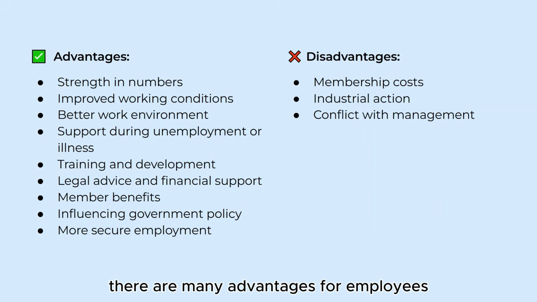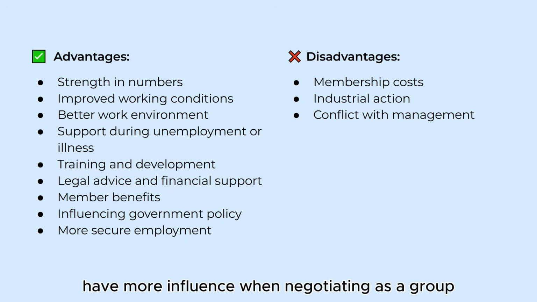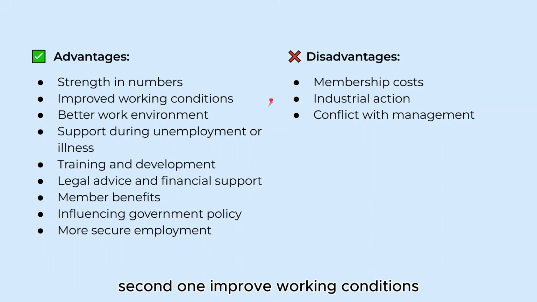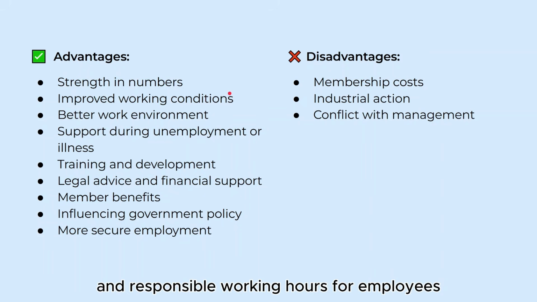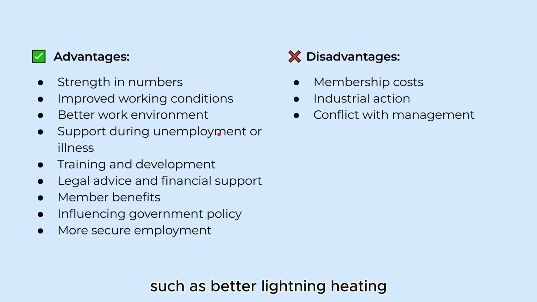There are many advantages for employees. The first one, strength in numbers. Employees have more influence when negotiating as a group rather than as individuals. Second one, improved working conditions. Unions work to secure better pay, longer holidays, and reasonable working hours for employees. Next, unions may push for health and safety improvements such as better lighting, heating, noise control, and overall safer conditions.